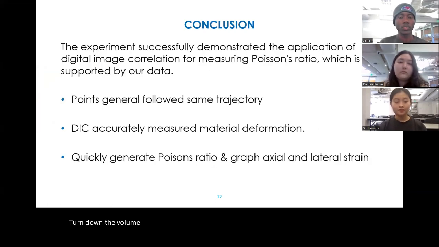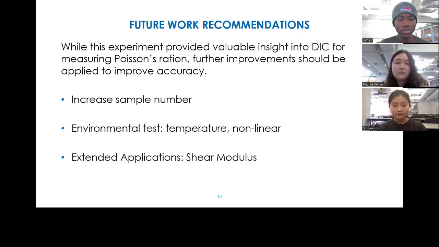So in conclusion, our test shows that digital image correlation is an accurate way of measuring Poisson's ratio within a small percentage error. It contains many useful tools like graphing for quick analysis of strain and is also an effective tool for non-destructive material testing. While this experiment provided valuable insights into DIC measuring Poisson's ratio, further improvement should be applied to improve the accuracy. Increasing the number of samples for each material will also improve the reliability of the average results. Additionally, testing in different environments like heated, cooled, or nonlinear fields will also allow us to explore the materials' capabilities.